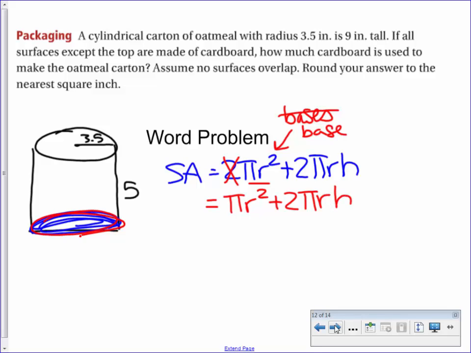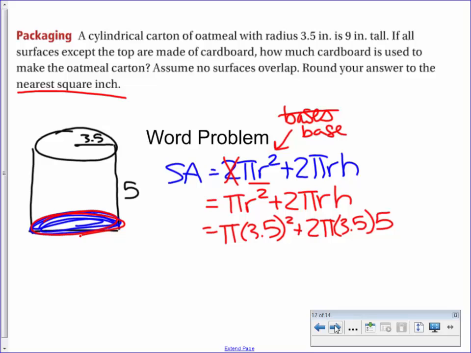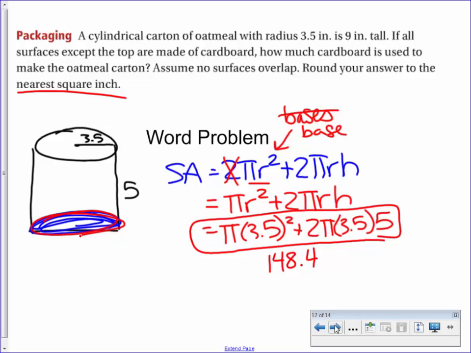Let's plug in our values. Pi times 3.5 squared plus 2 pi, 3.5, and 5. Now, it wants you to round to the nearest square inch, so that means we're not keeping it in terms of pi. You plug this whole thing into your calculator and use the pi button, and you should get about 148.4. So that is, to the nearest square inch, 148. Final answer.